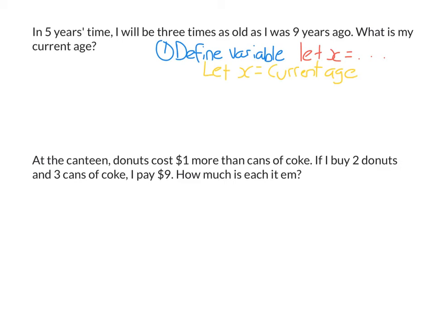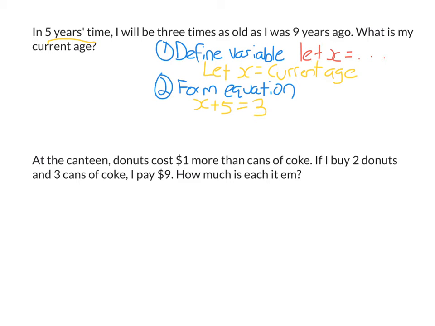So after we've defined the variable, the second thing we want to do is form an equation. What that means is we want to take all of that worded information and rewrite it using only mathematical symbols. So here, in 5 years' time, so if I'm x now, if that's my age, in 5 years' time, I will be x plus 5. So x plus 5 is the same as 3 times my age 9 years ago.